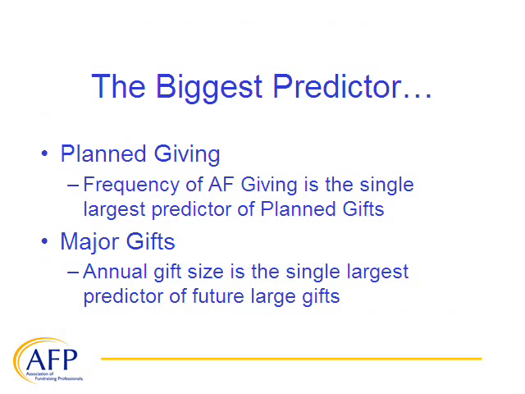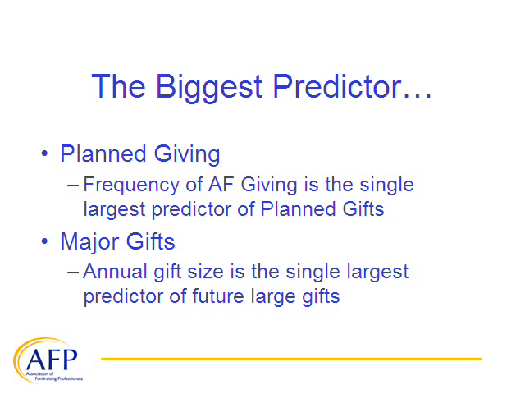So thinking about analyzing the file, it's important to keep a couple of things in mind. These are top-line data rules. The biggest predictor of planned giving is frequency of annual fund giving. It doesn't matter about the size of the gift. It's how often a donor gives. That is the biggest predictor of whether or not a donor is a good planned giving prospect.